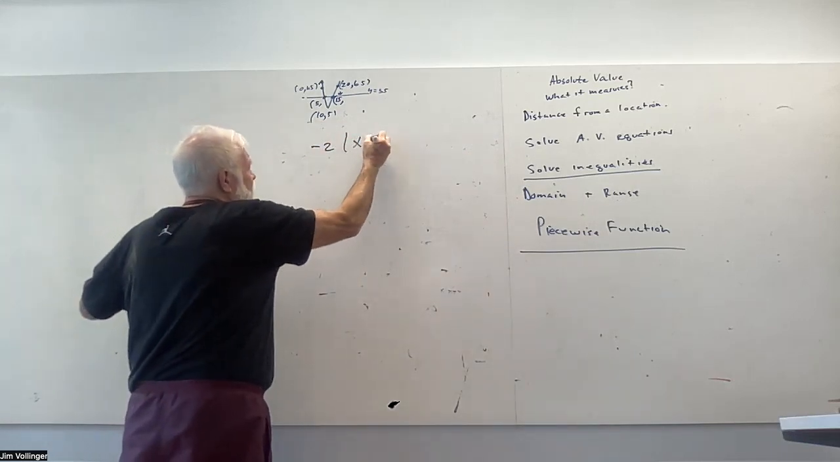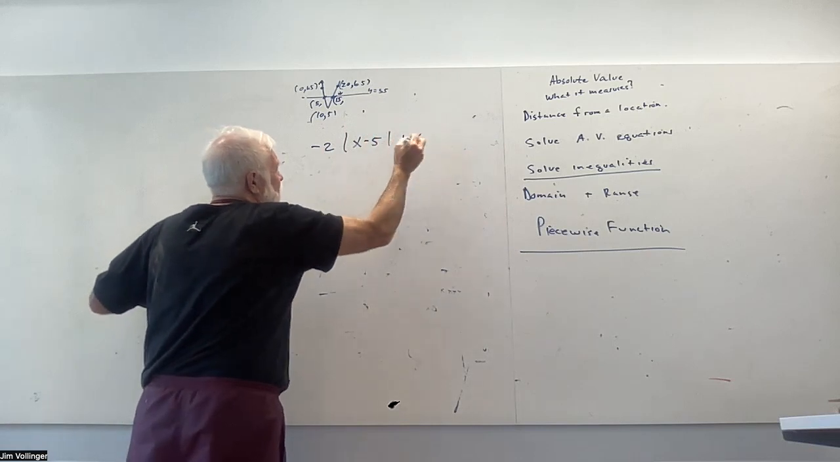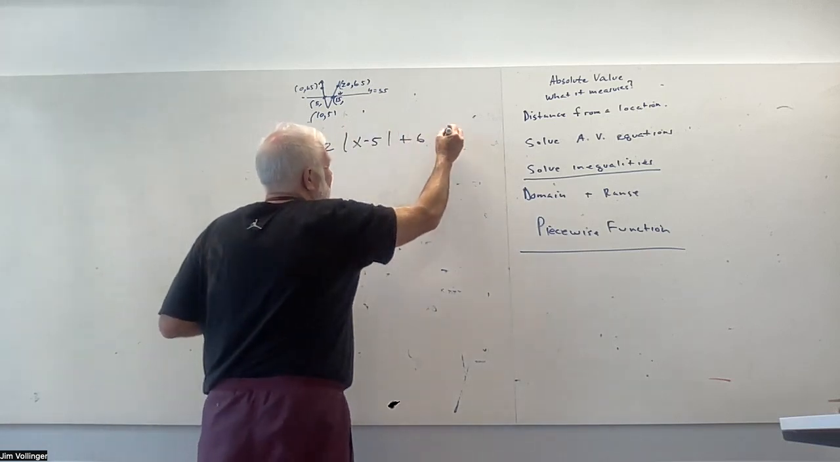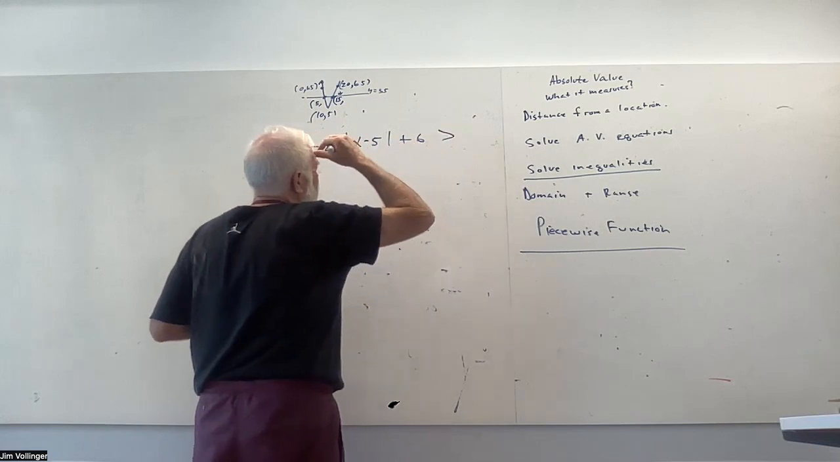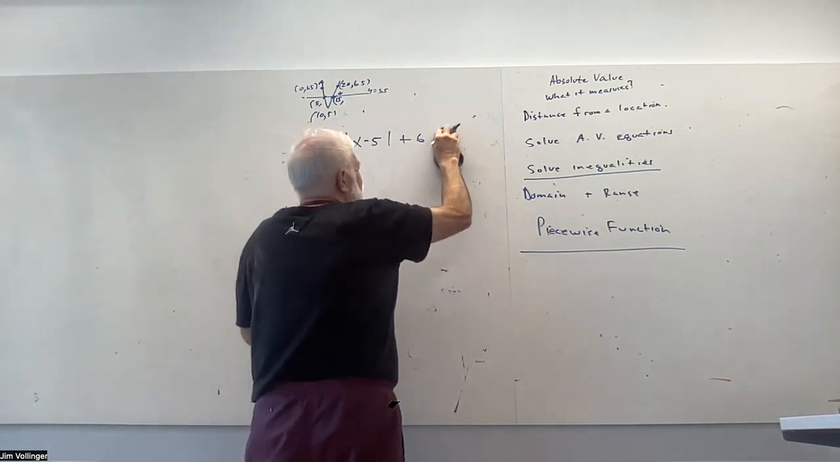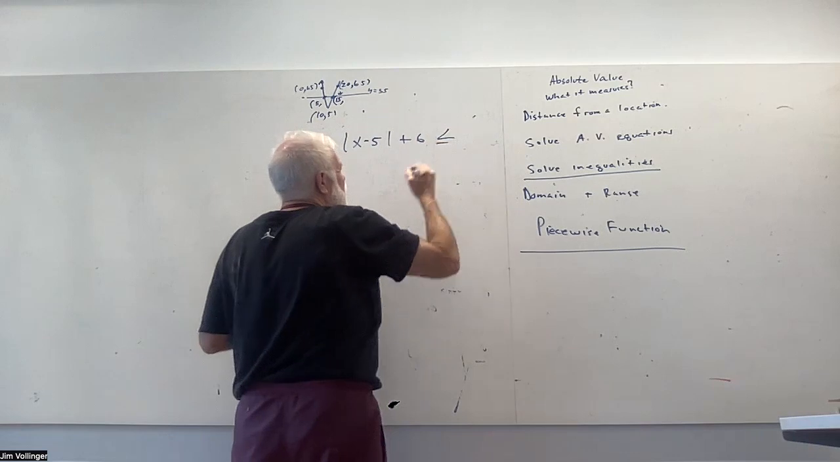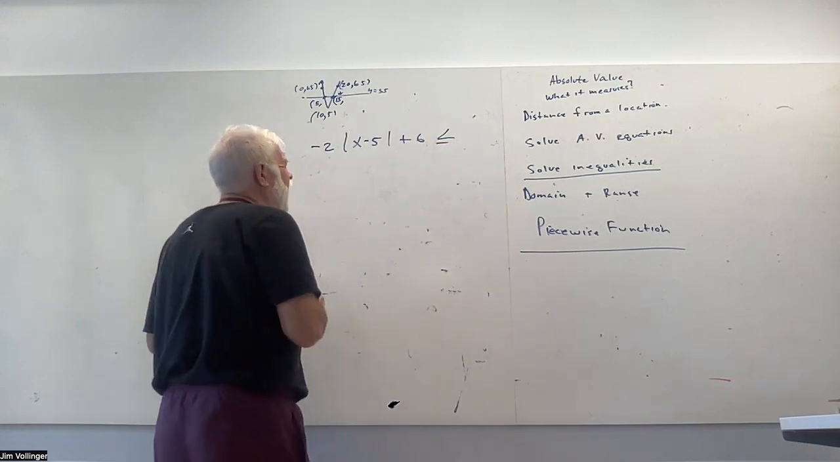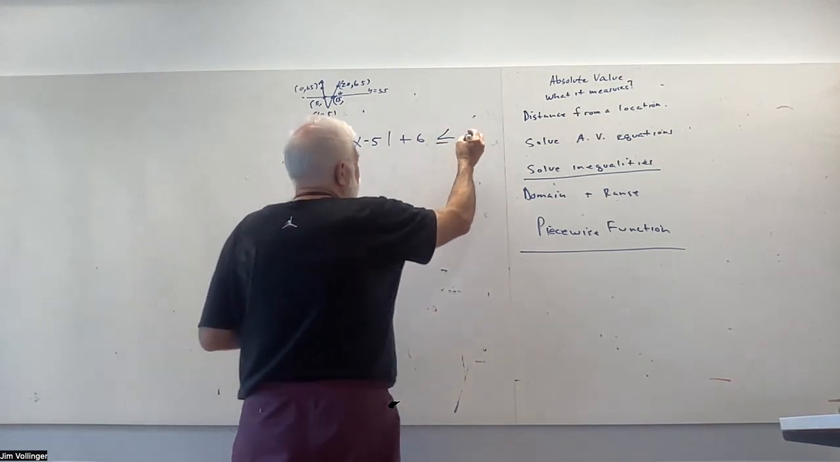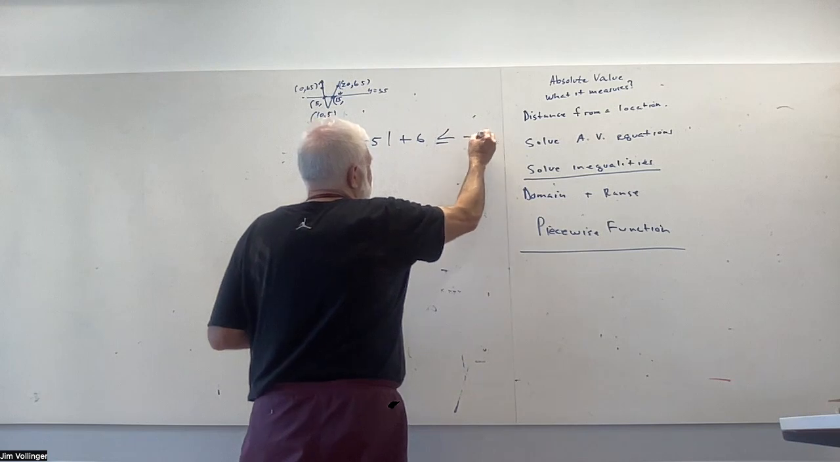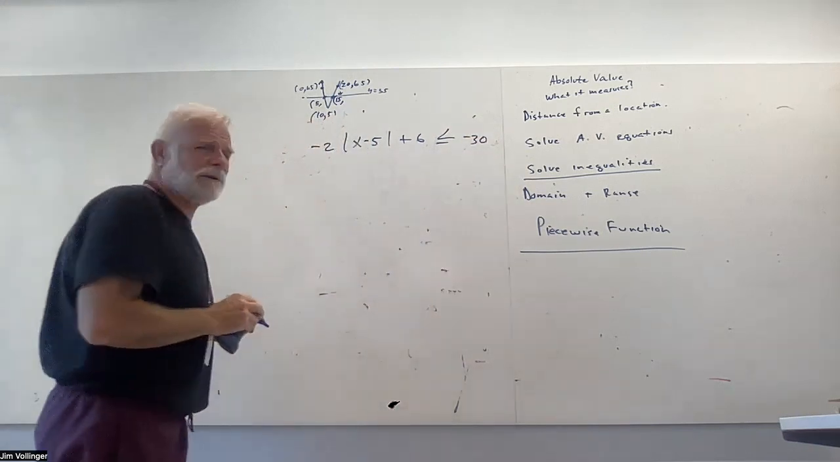Minus 2 times the absolute value of x minus 5, plus 6 is less than or greater than. Let's do greater than. Now let's do less than. Now let's do less than or equal to. Less than or equal to, I don't know. Let's go negative 30. That seems like a nice one.